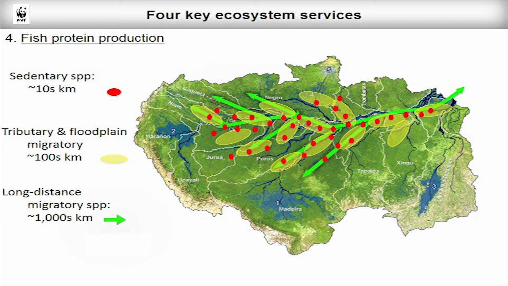Commercial fish species in the Amazon have evolved very complex migratory strategies. To highlight some of those strategies, I have organized them in terms of the total distances performed. There are species that migrate tens of kilometers, hundreds of kilometers, even thousands of kilometers. Fish migrate these distances because in doing so, they increase the productivity of their populations by several fold.